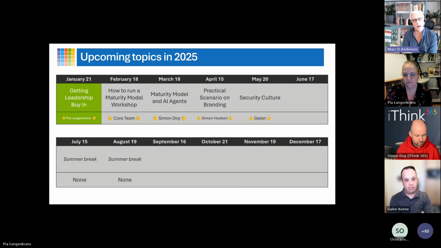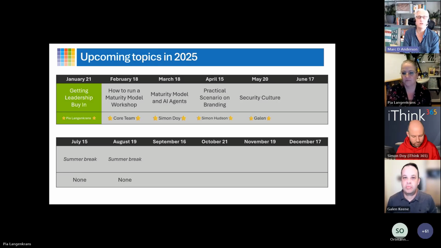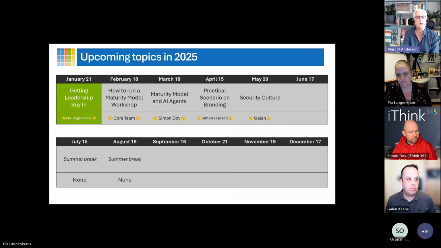We've done a session on that before, but we wanted to revisit it because we think it's a good way to get your organization up to speed. The month after that, in March, we will talk about the maturity model and AI agents, how they can fit together. In April, we'll talk about a practical scenario on branding. And Simon Doy is going to talk about AI agents, and Simon Hudson will talk about branding.